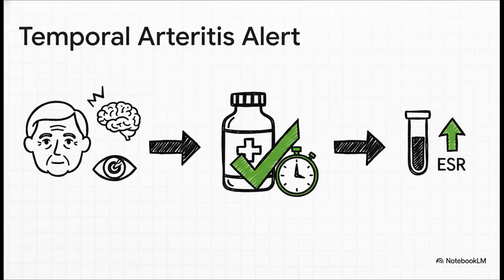Okay, here's another one where you have to act fast. An elderly patient comes in, they have a new kind of headache, and now they're having vision problems. This should be screaming temporal arteritis at you. And the key word here is urgent. Yes, you'll order an ESR blood test, but you give high-dose steroids right away. You don't even wait for the biopsy results. Why? Because the vision loss can become permanent in a matter of hours. You have to treat first and confirm later.